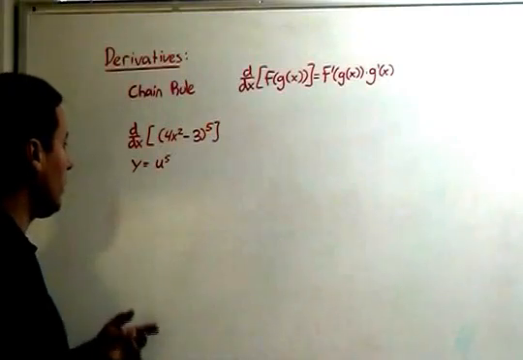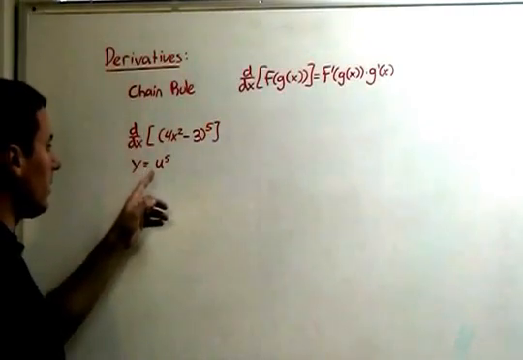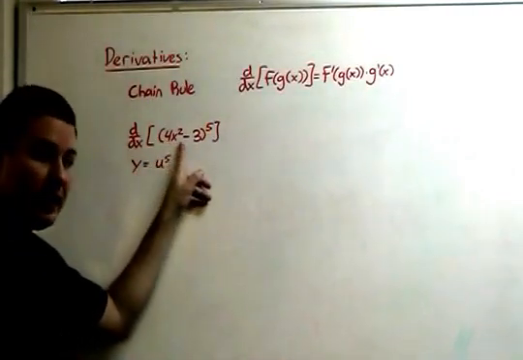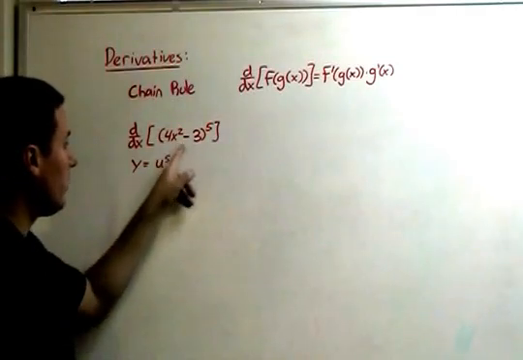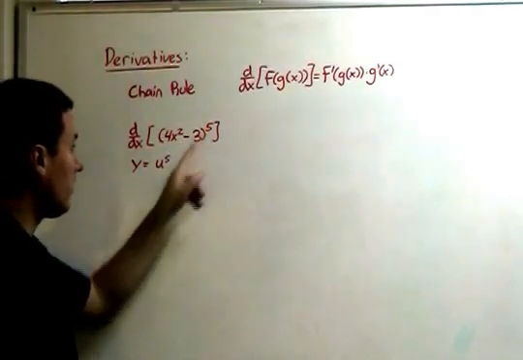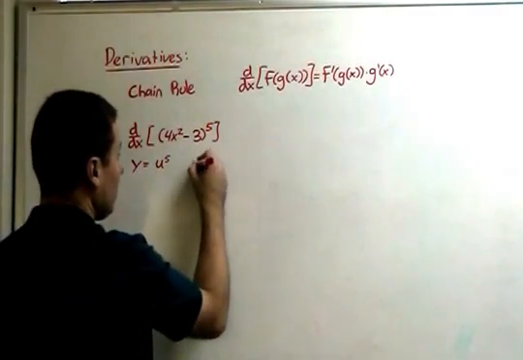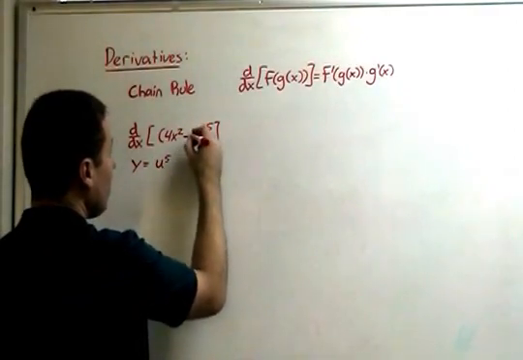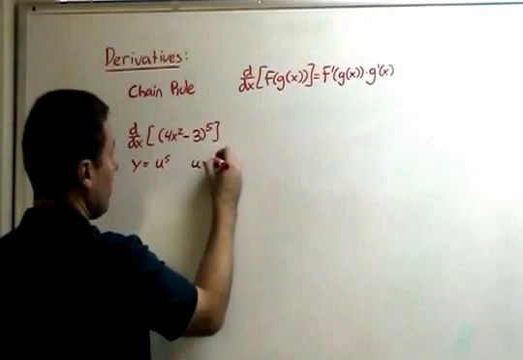Now, why does y equal u to the fifth? Well, if y is the whole thing and u is the inside, then u to the fifth is the function. So now I need to define u. So u equals 4x squared minus 3.